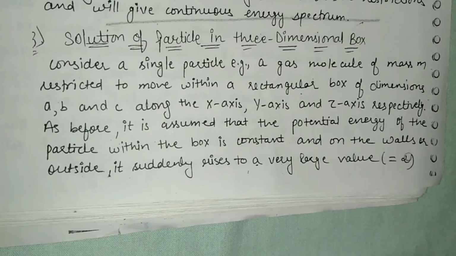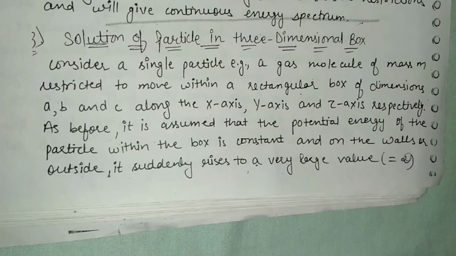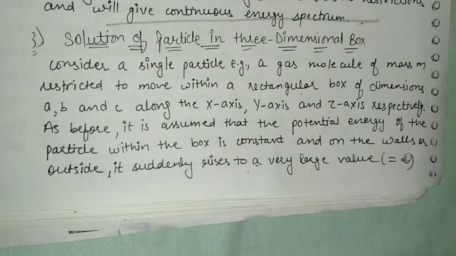As we have discussed already, the particle in one-dimensional box means the particle was only in the x-axis coordinate, but here we will discuss the particle in space. It means x-axis, y-axis and z-axis. We consider all the three axes.